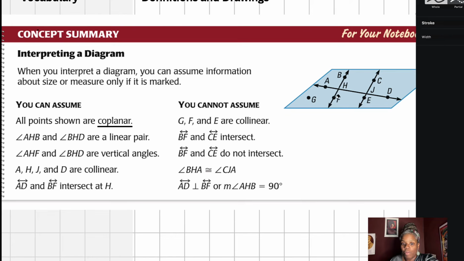I don't know. And finally, I also can't assume that AD is perpendicular to BF. That's what that upside down T means. It means they form a 90-degree angle. And I can't assume that angle AHB is a 90-degree angle. So some things we can assume and some things we can't. This is important for you to know, especially moving forward in geometry.